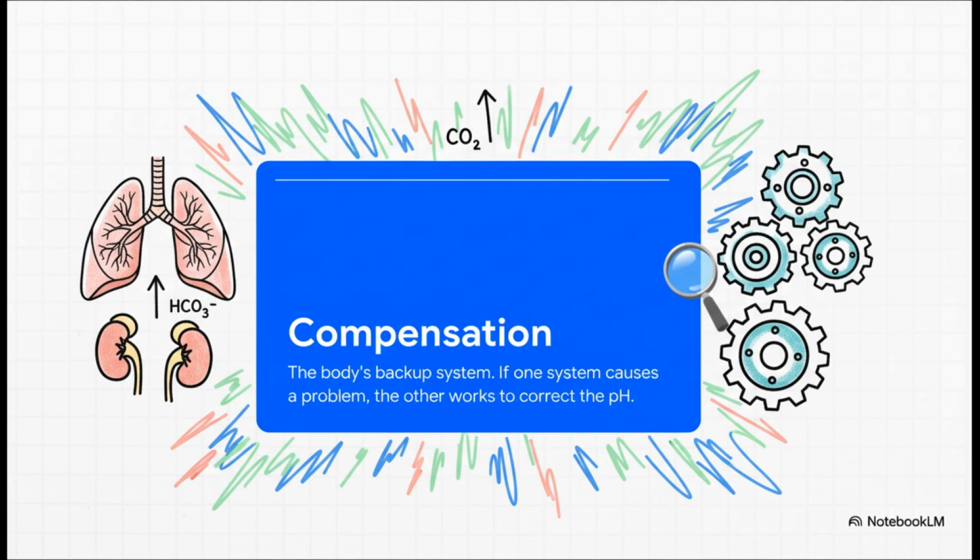And here's where the plot thickens a little. The body never just sits back and lets things go wrong. See, the system that didn't cause the problem is going to jump in and try to fix it. This is called compensation. It's a physiological plot twist in our story. So if the lungs cause acidosis, the kidneys will start working to raise bicarbonate. If the kidneys are the problem, the lungs will adjust breathing to change CO2. It's the body's own internal backup system.